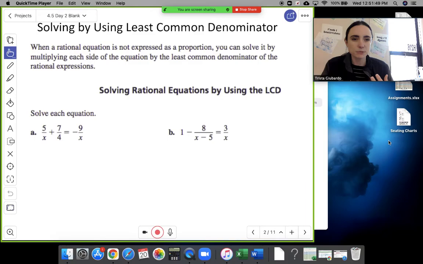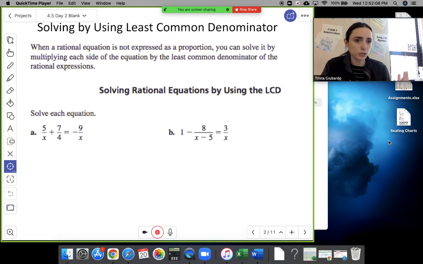It's going to be kind of a similar process we did when we were solving complex fractions when we were using that second method for those. But it says basically when a rational equation is not expressed as a proportion, meaning fraction equals fraction, you can solve it by multiplying each side of the equation by the least common denominator of all of your rational expressions.